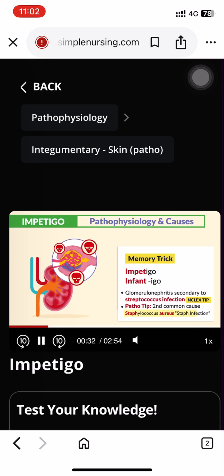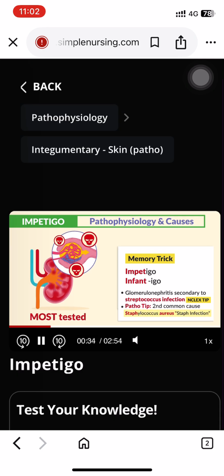Be sure to write that down. This is highly tested on the NCLEX. Because remember, the most deadly complications are typically the most tested complications. So once again, glomerulonephritis secondary to a strep infection.